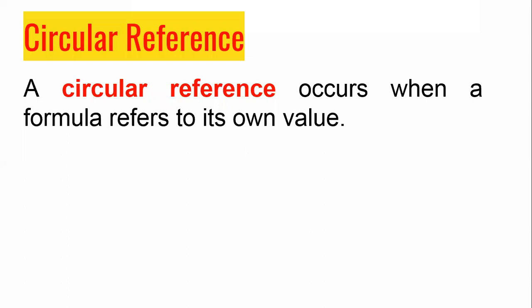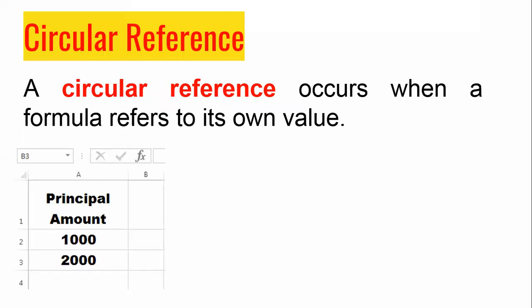First slide says, as we are beginning from a circular reference from today itself. Kindly concentrate. A circular reference occurs when a formula refers to its own value. अब इसका example देखिएगा please. This is the content which is there on the screen.